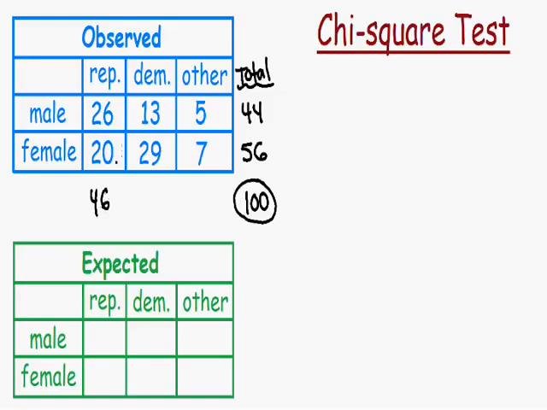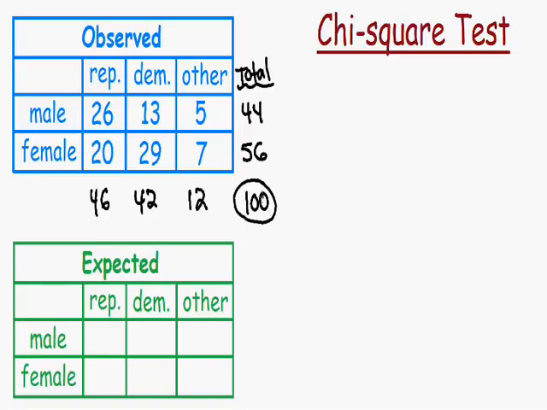Now if we move on to the column of Democrats, we have 13 male Democrats, we have 29 female Democrats. 13 plus 29 is equal to 42. We have 42 total Democrats. And for all of the others, we have 5 male others and we have 7 female others. 5 plus 7 is equal to 12. We have 12 people who are not Republican or Democrat. And if we add all of these totals in the columns, we have 46 plus 42 plus 12, which is also equal to 100. So that confirms that we have 100 people total in this study.